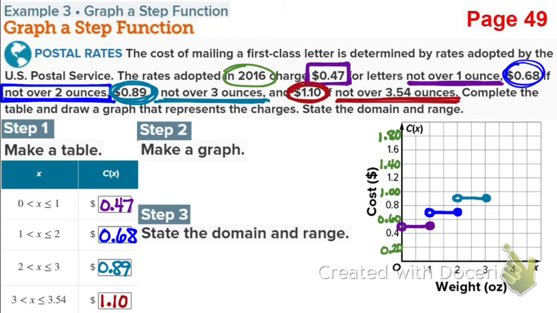So does that mean that this next step looks like this? Does that represent this correctly? What's wrong with it? This one goes all the way over to 4, but it should stop where? 3.54. It should go just a little tiny bit past the halfway point.